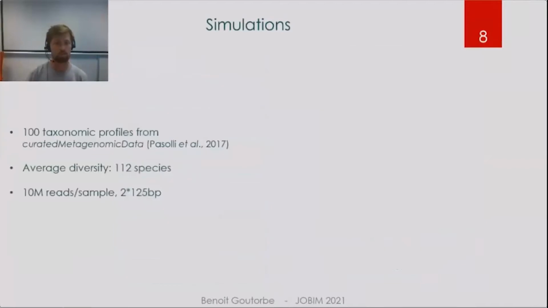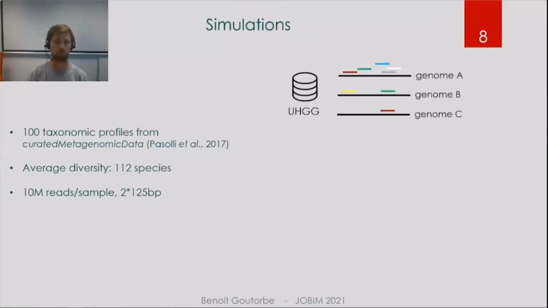For the simulations, we retrieved 100 taxonomic profiles from curated metagenomic data. We had an average diversity of 112 species, and we simulated 10 million reads per sample. When we perform the mapping, we realize that we have reads that map to several genomes. We have some genomes that are really well covered, others not.